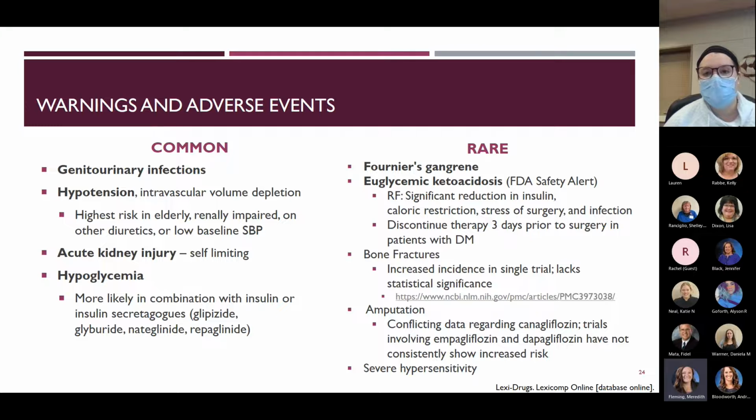It showed to have an increased incidence in just one single trial, which led to it being added to the package insert as an adverse reaction. And I have that trial listed here for your reference as well.